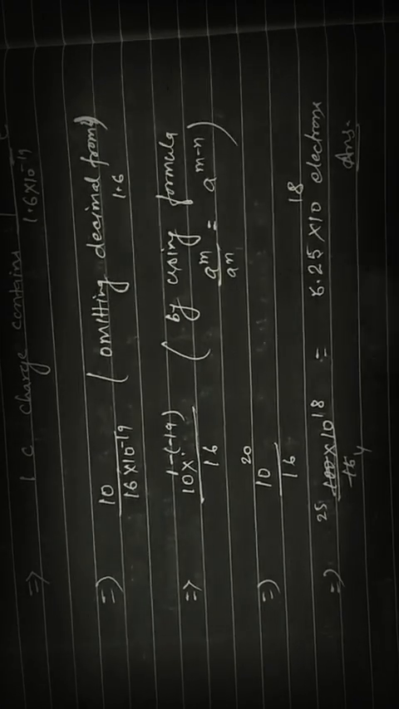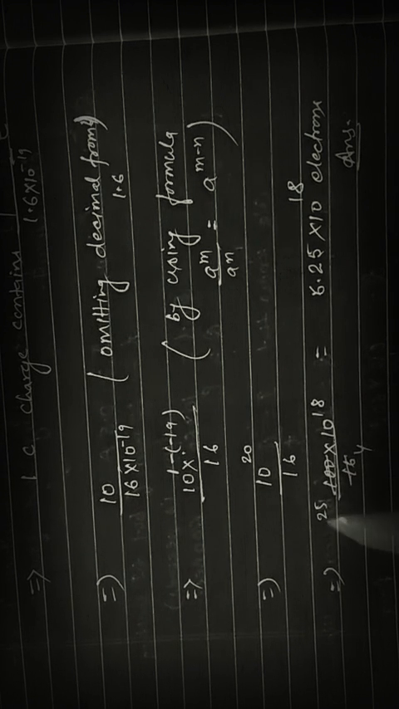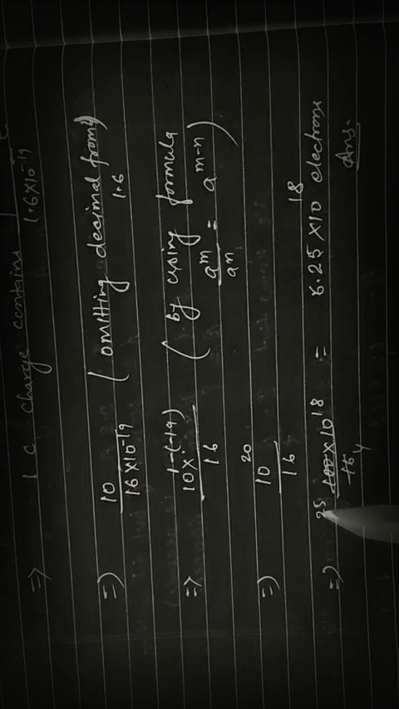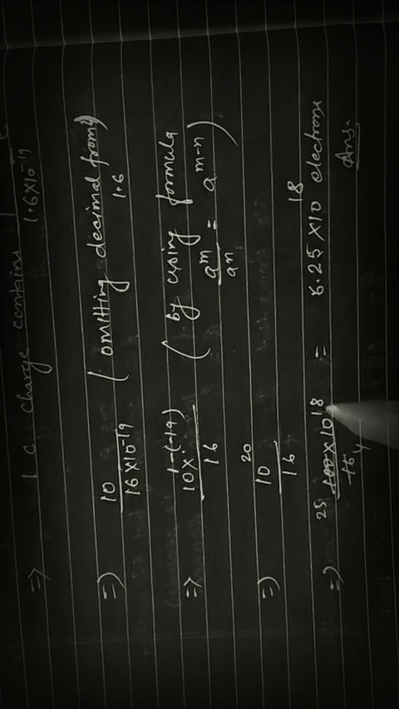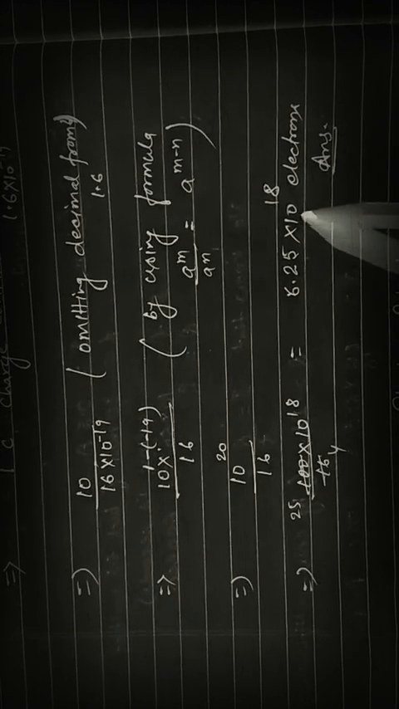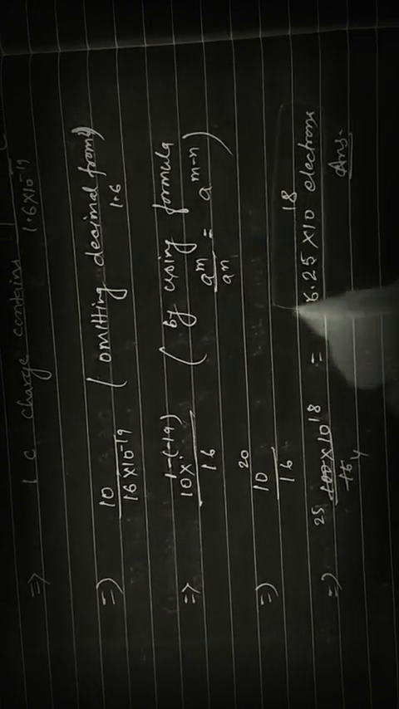Now it will become 10 to the power 20 divided by 16. It can be written as 100 into 10 to the power 18. Two zeros I am taking over here for convenience in calculation. It will become 25 by 4 into 10 to the power 18. Now if you solve, it will come 6.25 into 10 to the power 18 electrons. That means 1 coulomb of charge contains this many electrons. I hope I am clear.